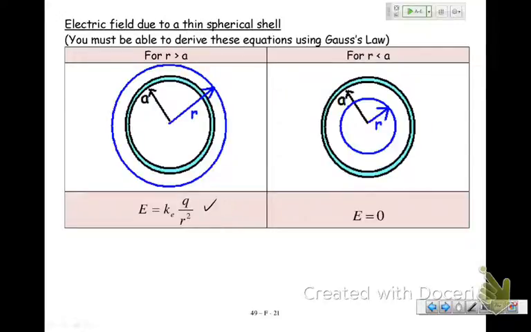What about this one? Oh, look. There's no charge inside, because it's a shell. There's nothing inside. So, oh, great. You get Qn is 0.